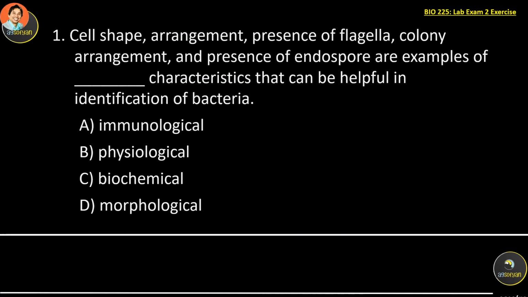Cell shape arrangement, presence of flagella, colony arrangement, and presence of endospore are examples of blank characteristic that can be helpful in identification of bacteria. So what kind of characteristic is this? Cell shape arrangement. So yes, choose your answer. Yes, it should be the morphological characteristic. Cell shape and arrangement are morphological characteristics. Okay, so that should be the answer.